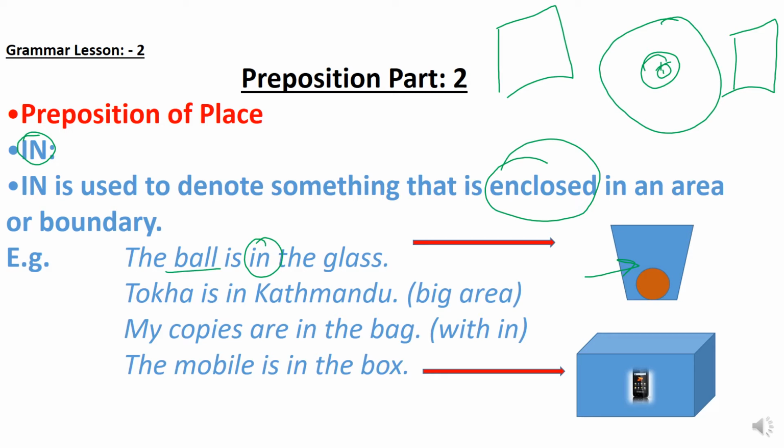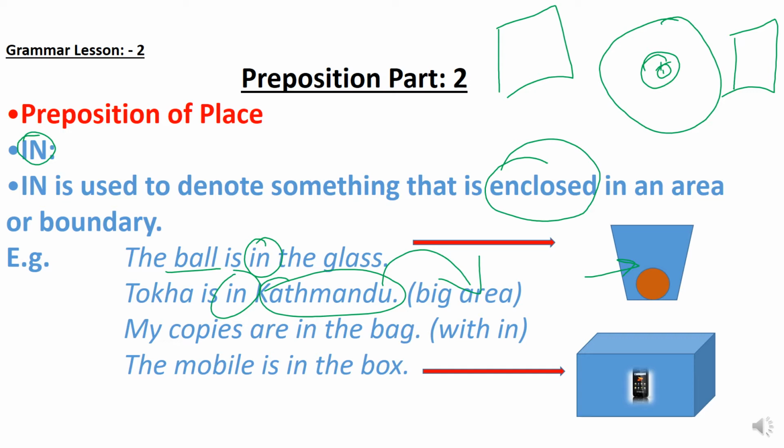Similarly, see here, Tokha is in Kathmandu. In relation to Kathmandu, Tokha is a small place, or Tokha comes in the boundary of Kathmandu. You have to understand it in that way. That's why Tokha lies in Kathmandu, because Kathmandu is a big area which includes Tokha in it.